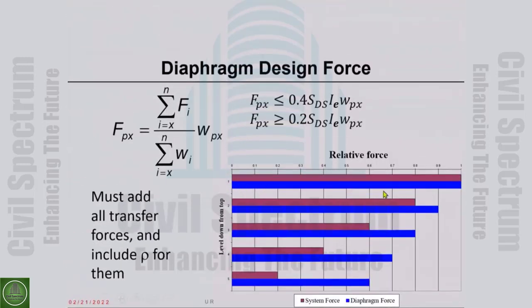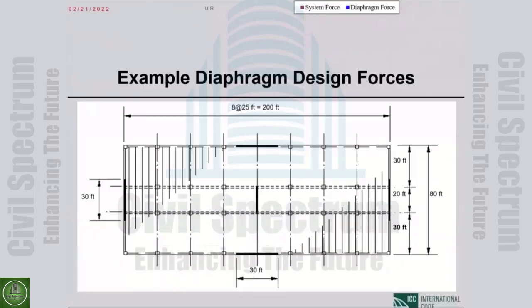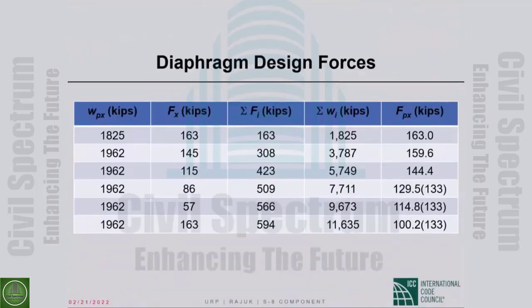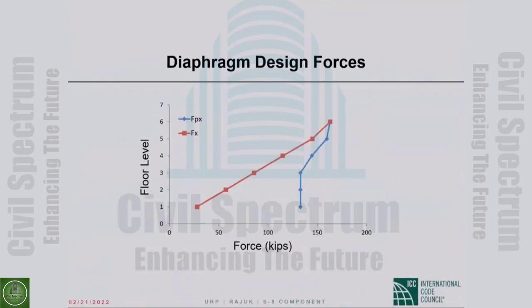The diaphragm design forces in blue and the lateral forces at various floor levels in this red, or whatever that color is. Okay, so you are looking at the same picture here, and you will always get this picture. So diaphragms have to be designed for higher forces than the F sub x forces. Actually, ASCE 7 says you can never go below F sub x with your diaphragm design force level.